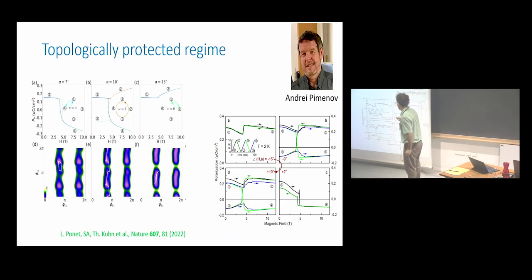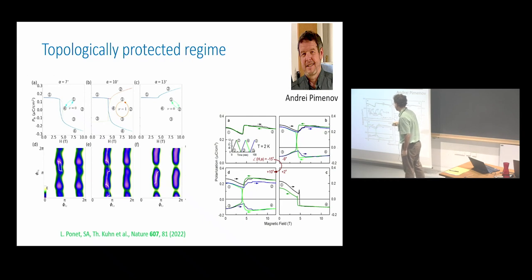The first time this effect was discovered by Andrei Pimenov's group in Vienna, they applied a magnetic field along the A axis and measured polarization along B, and they see this kind of spin-flop transition here, and polarization changes at this spin-flop. If they apply the magnetic field along the A axis, then polarization switches between positive and negative polarization states. But within this narrow magic angle interval around 10 degrees, one sees this 4-state hysteresis loop.